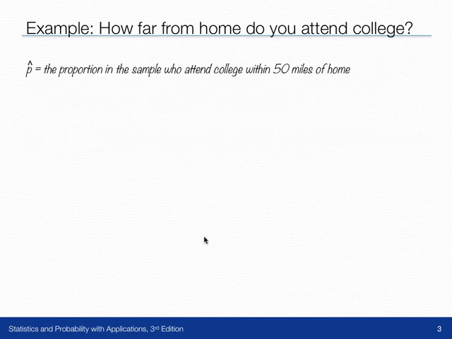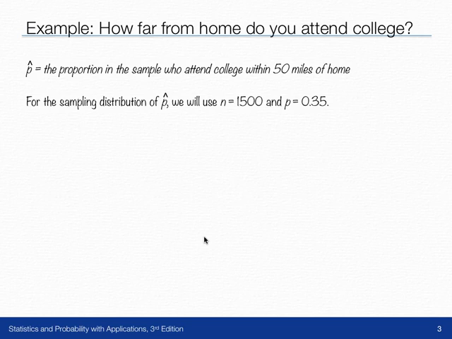So in this case, p-hat we're going to define as the proportion of students in our sample who attend college within 50 miles of home. And for the sampling distribution of p-hat, we're going to use 1,500 for n because we have 1,500 people in our sample, and p equals 0.35 because 35% of all students are within 50 miles of home when they attend college.